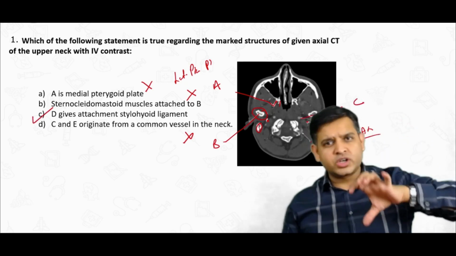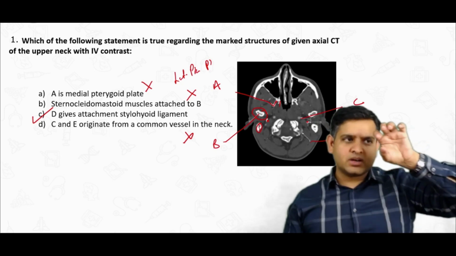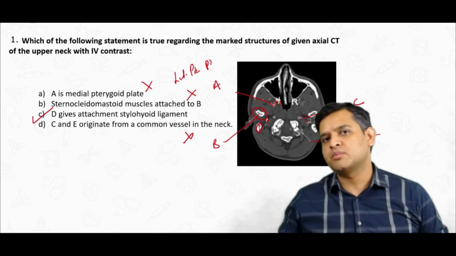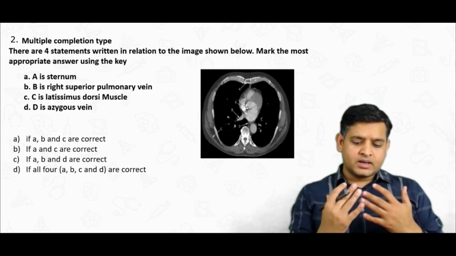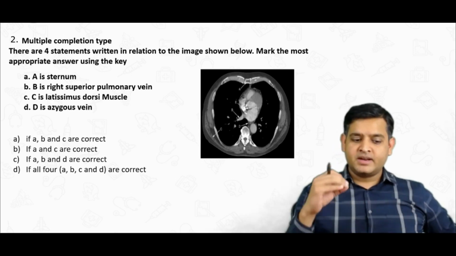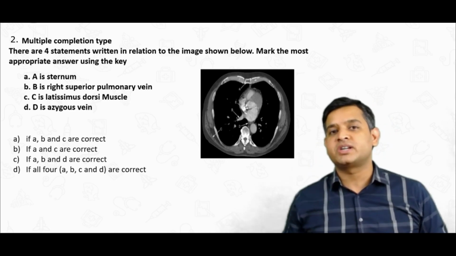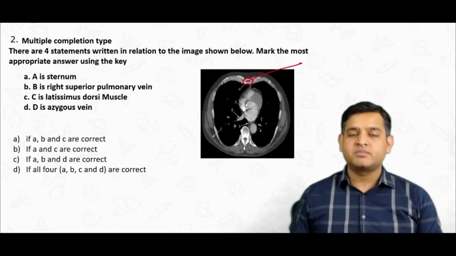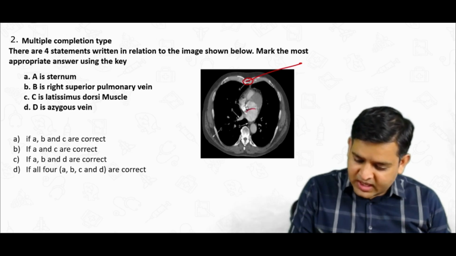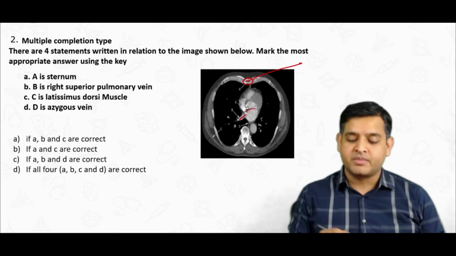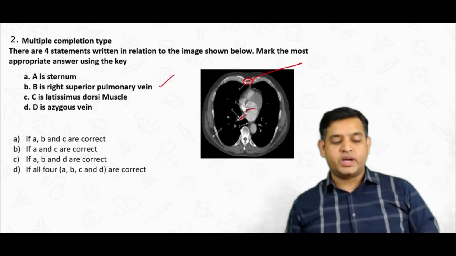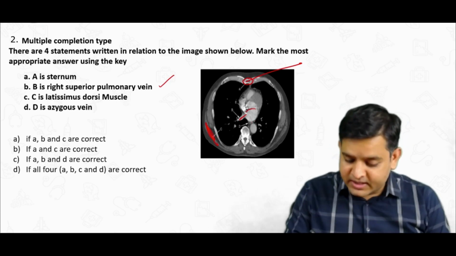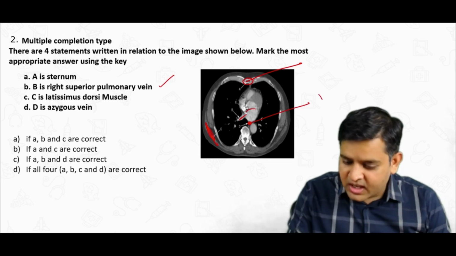If you look at it, the majority of the time these questions are more about understanding how you are able to interpret the anatomy on a radiological image, nothing more than that. Another similar example, but a typical AIIMS pattern where a multiple completion type question is given. So it is nomenclature over here. A is the sternum. B, you can see the left atrium and the vessel coming from the left atrium, the superior pulmonary vein. C is the latissimus dorsi muscle, and D is the esophagus.